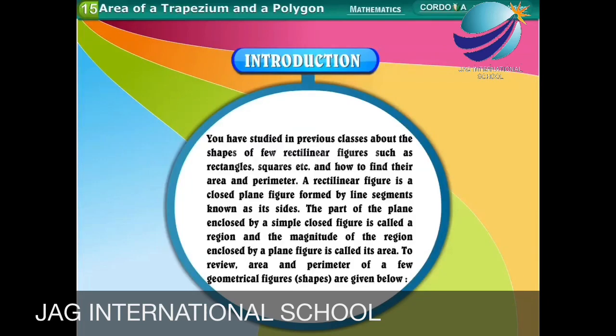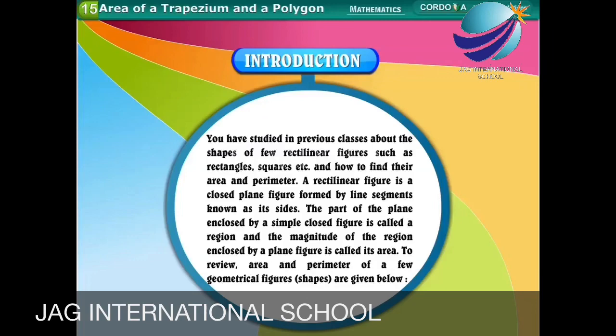A rectilinear figure is a closed plane figure formed by line segments known as its sides. The part of the plane enclosed by a simple closed figure is called a region, and the magnitude of the region enclosed by a plane figure is called its area.